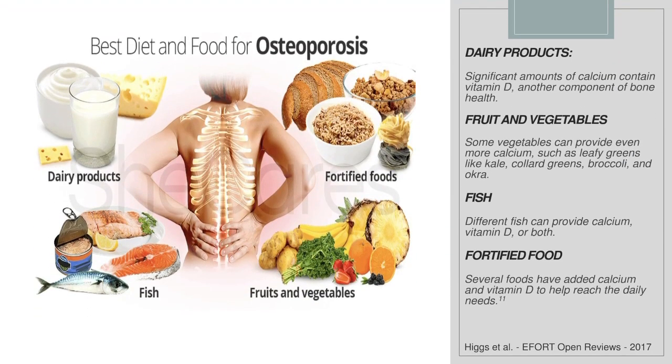Best diet and food for osteoporosis. Dairy products contain a significant amount of calcium and vitamin D, another component of bone health. Fruits and vegetables. Some vegetables, such as leafy greens like kale, broccoli, and okra, can provide even more calcium. These vegetables and others, like potatoes and artichokes, may also provide magnesium and vitamin K. Fish. Different fish can provide calcium, vitamin D, or both, such as canned sardines with bones, salmon, mackerel, and tuna.